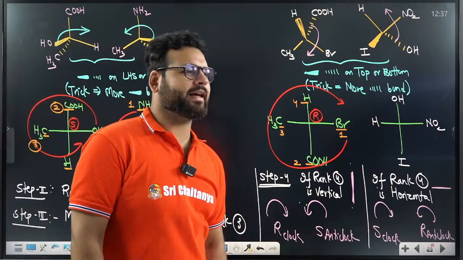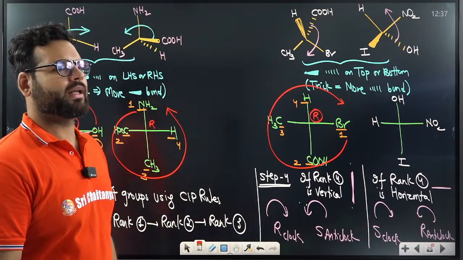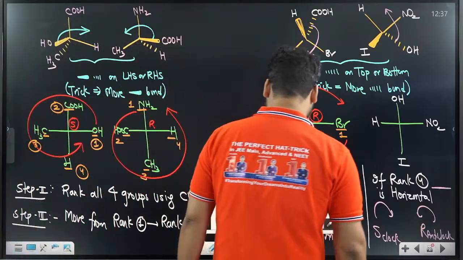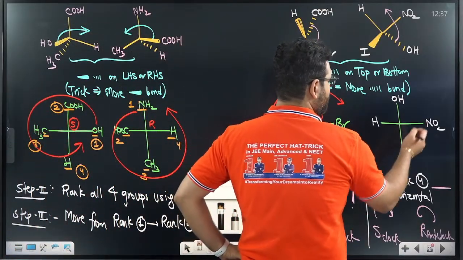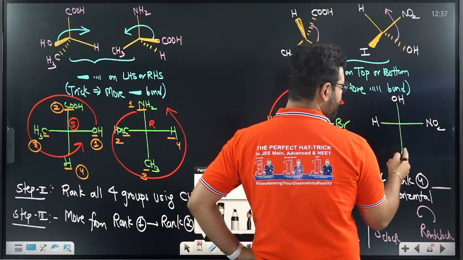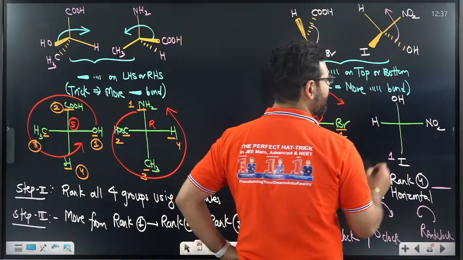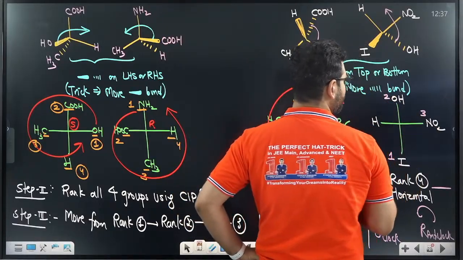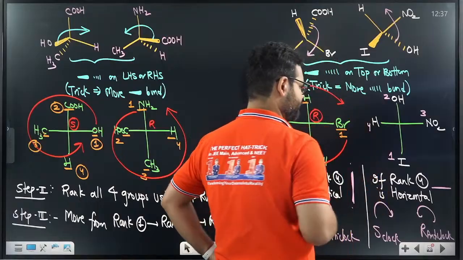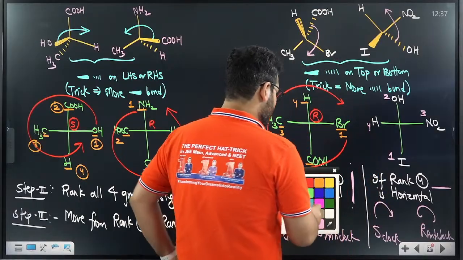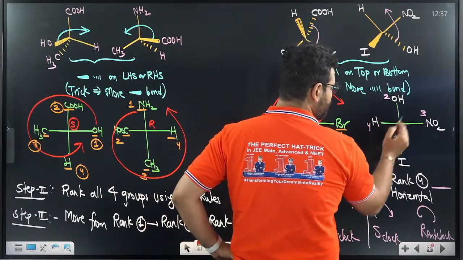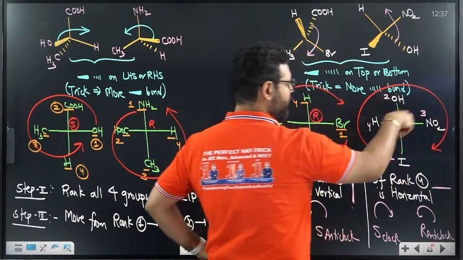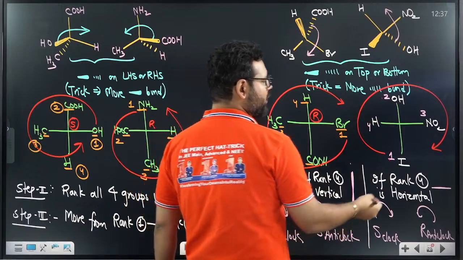Dharmarao Gorja says S. Mahindra says S. Okay, let us see. Rank 1 goes to iodine because iodine has the highest atomic number. Rank 2 goes to oxygen, then nitrogen is third, and fourth will be hydrogen. We have to go from 1 to 2, then to 3. So 1 to 2, 2 to 3. We are moving clockwise.